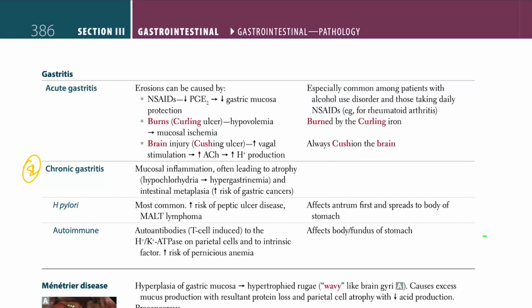For the chronic, you have a chronic mucosal inflammation, often leading to atrophy, hypochlorhydria, leading to an increase in hypergastrinemia. Hypochlorhydria meaning you have a decrease in hydrogen production, and it is produced by the parietal cells. Hypergastrinemia: whenever you have decreased hydrogen acid, as we talked about yesterday, the G cells, the gastrin-secreting cells, will secrete more gastrin to compensate for that decrease in acid. So that's why you have hypergastrinemia.